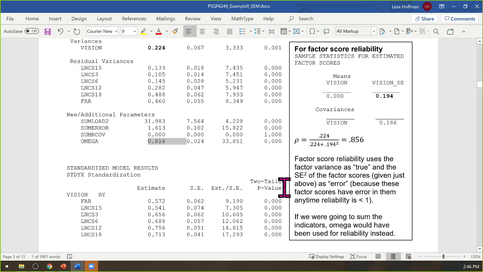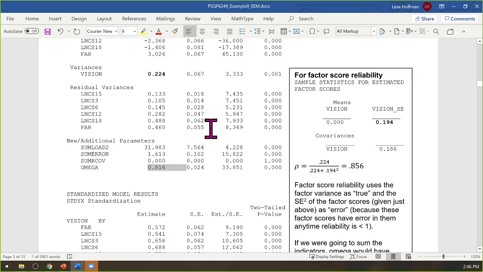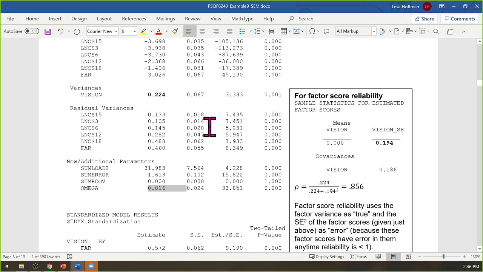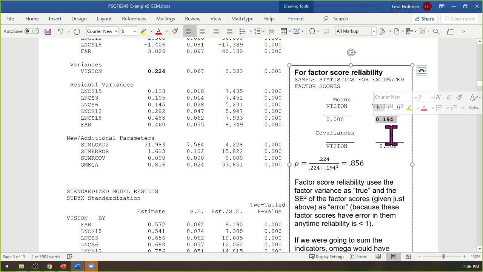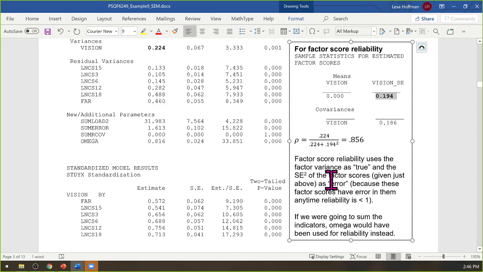Another thing that I could report is factor score reliability. So if I wanted to output factor scores and use those as observed variables instead of sum scores, they would be consistent with the model that I fit, but they're not perfect either. So in terms of the estimated factor scores going through this process, the standard error of those factor scores is given here. So there's a formula, which is in your slides, that you can use to compute factor score reliability.